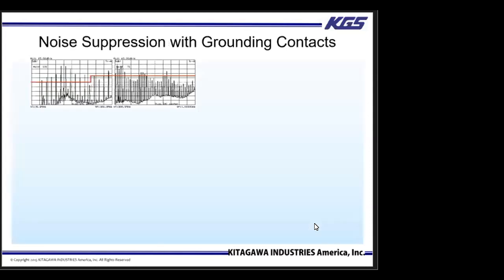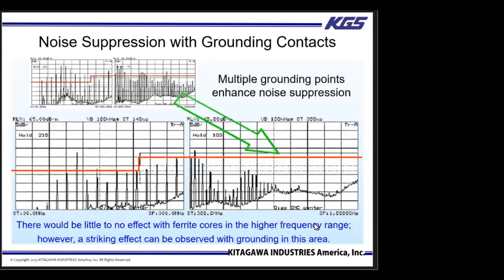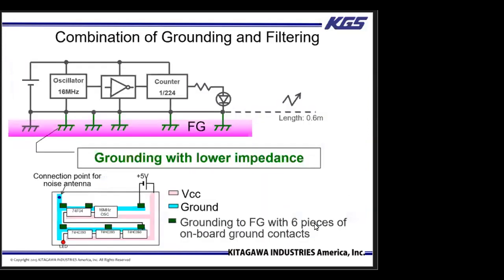Comparing the measurements of the original spectrum, lower field strengths can be observed through the frequency range, and a remarkable effect can be observed especially over 500 megahertz. A ferrite core would have little to no effect for this frequency range, but as you can see, grounding is very effective for the high frequencies.